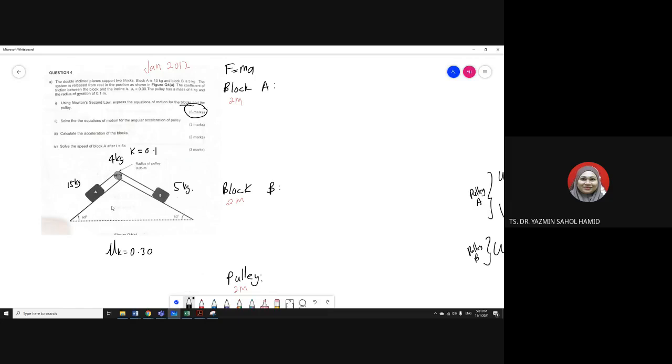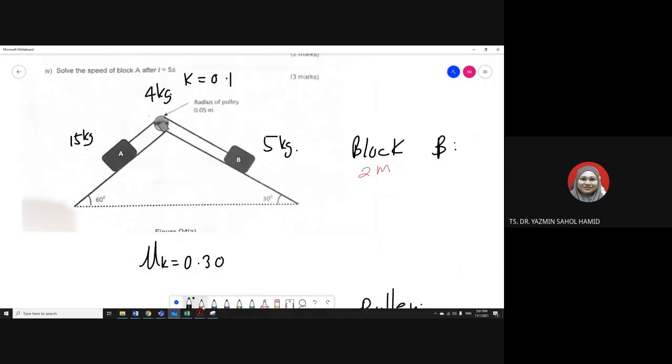Okay, in order to solve this, we need to make sure we can draw the correct free body diagram first. Okay, let's draw the free body diagram first for this diagram. Okay, what do we have? First, for block A, of course, you will have the weight, am I right? And then you have the normal force.